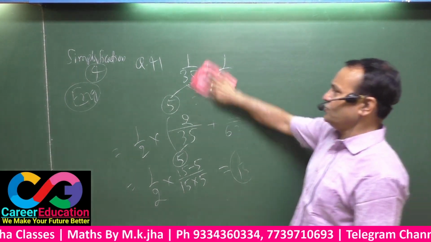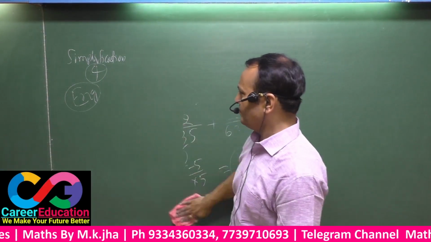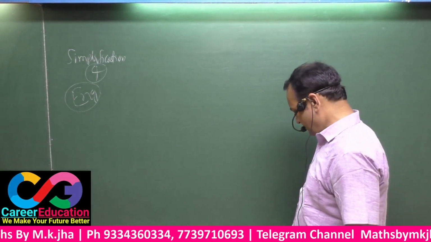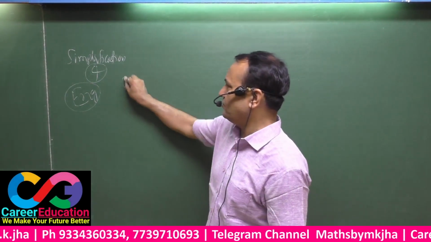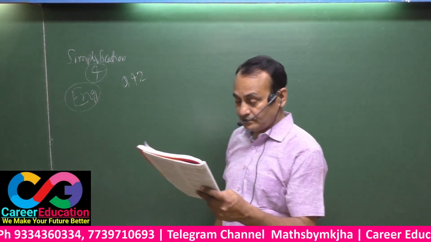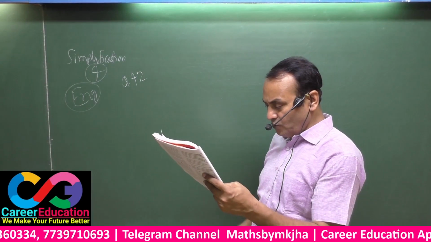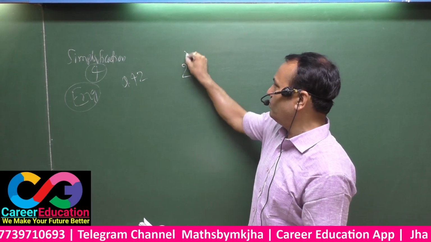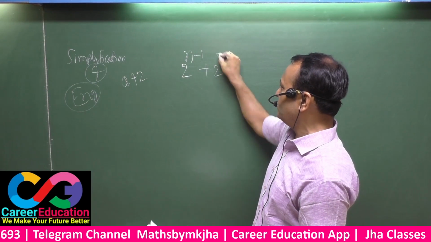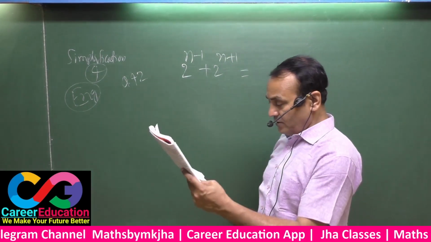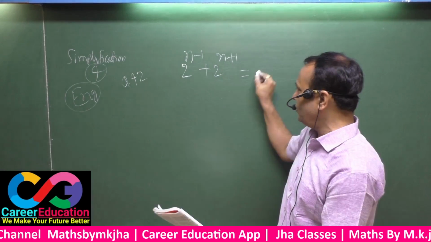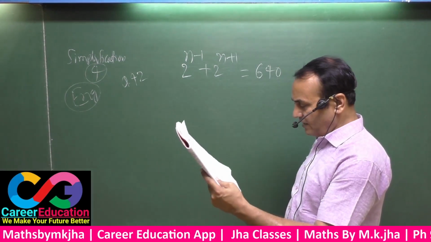Now question 42. See, 42 is like this: 2 power n minus 1 plus 2 power n plus 1 equals 640. You have to find the value of n.